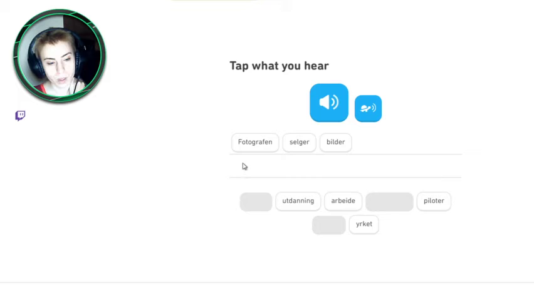So, the word for photographer, photograph, and is the indefinite article. So, it could be tricky to mix that up with photograph and photographer, the person with the object. But remember, photograph is bilder. That's just one thing I'll have to look out for.